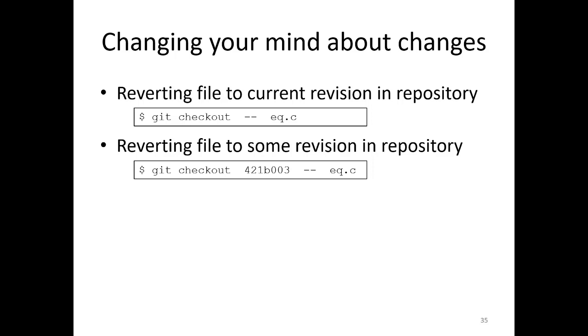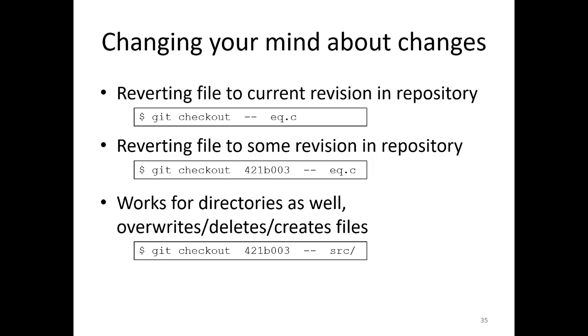You can revert a file to a very specific revision in the repository, and then you just do git checkout revision ID -- file name. Very easy. And that works for directories, for overrides, for deletes, for created files, etc. You just check out the directory. That's easy. So this is not going to affect the repository. That is going to affect the state of your directory, so your working copy, but not the repository.